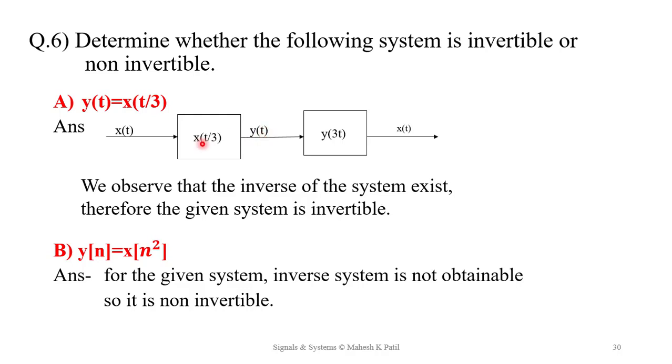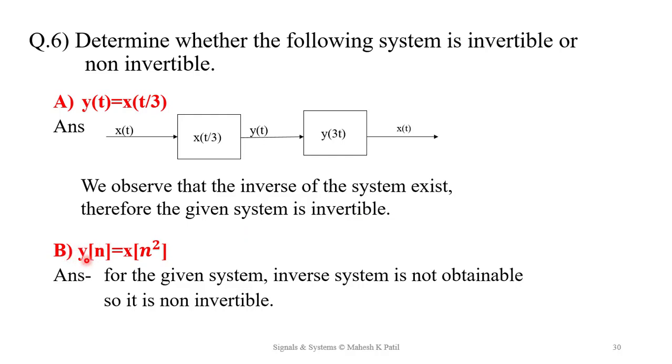So y of t is equal to x of t upon 3. Now this y of t is applied to the inverse system, and that inverse system is y of 3t. So we can write y of 3t upon 3. So 3 will get cancelled. So what is going to remain there? The original input. This means this system has an inverse system. So we observe that the inverse system of this given system exists. Therefore this given system is an invertible system.